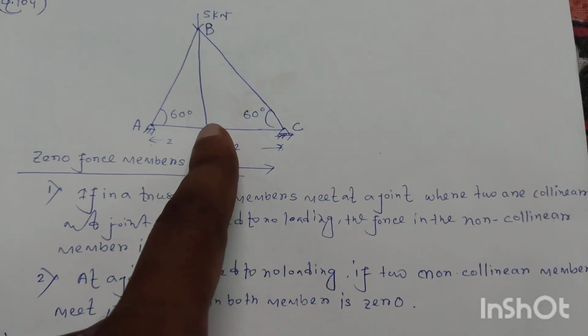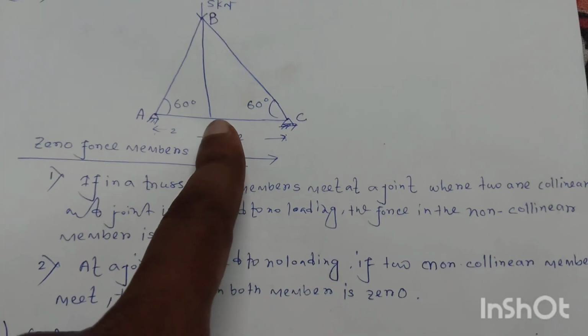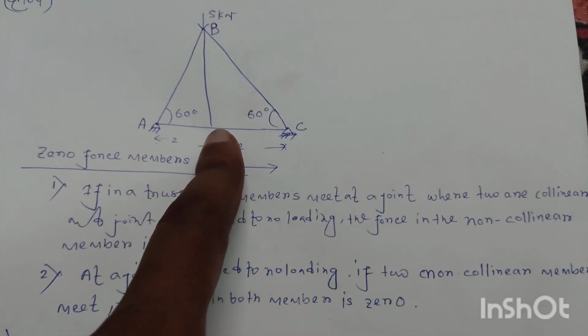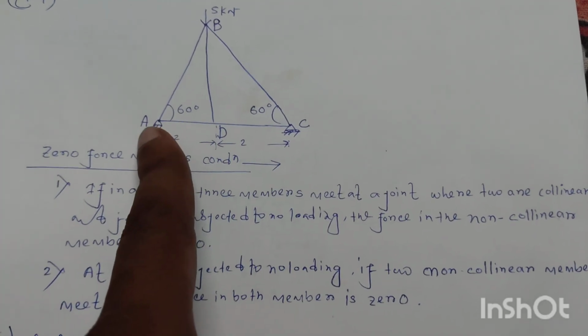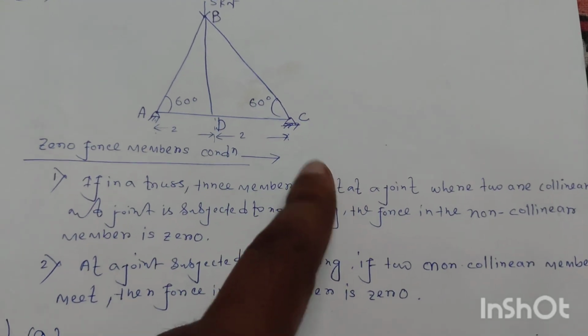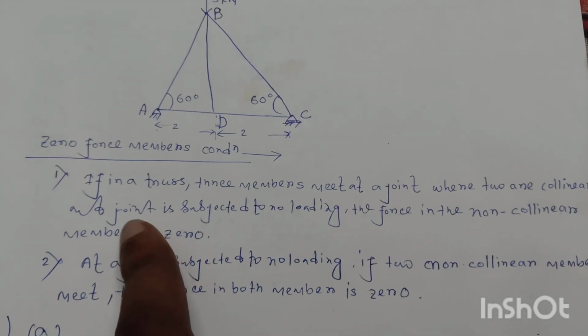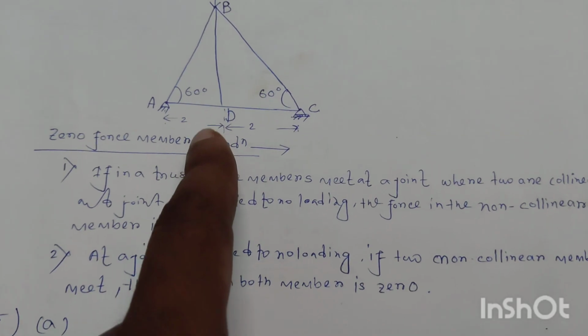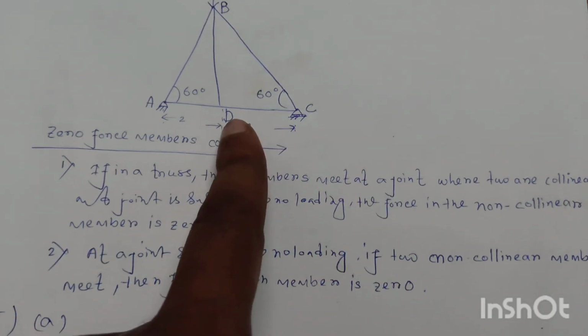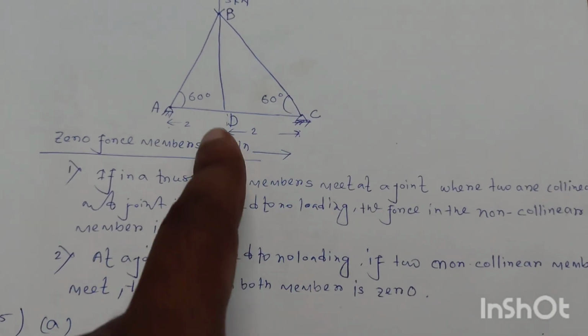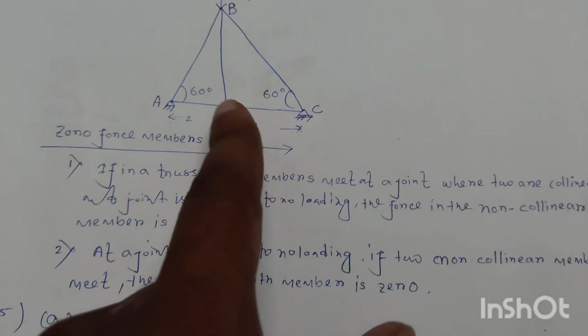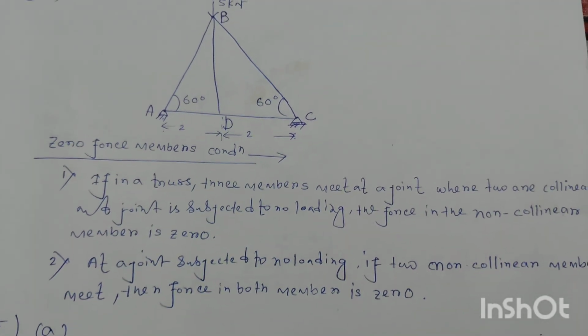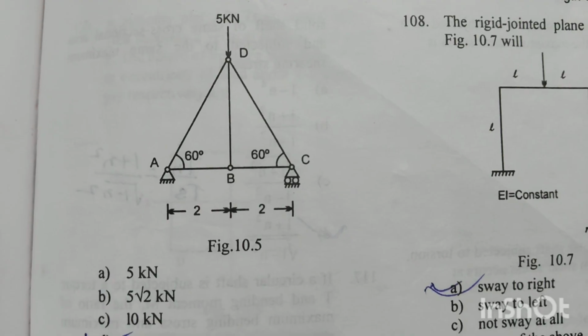Suppose at this joint D there is no loading, and 2 collinear members are AD and DC. So by rule 1, these 3 members BD, AD, DC meet at this joint D. The force in the non-collinear member, that is BD, is 0. Option D is the right answer.